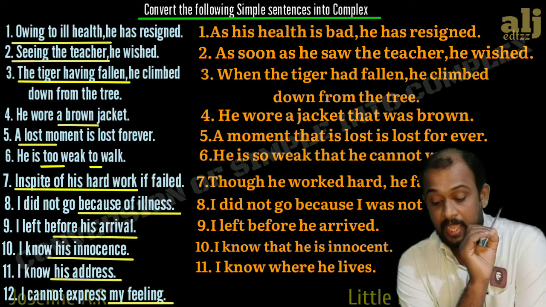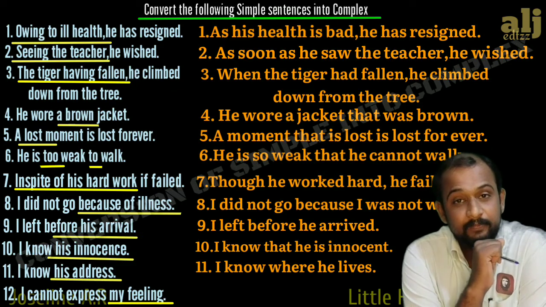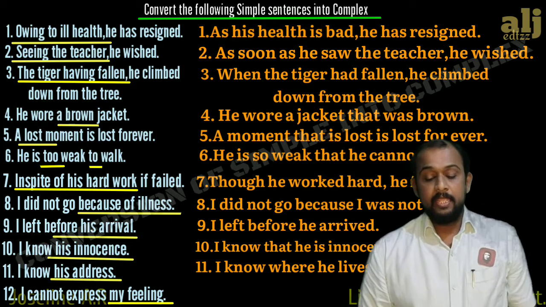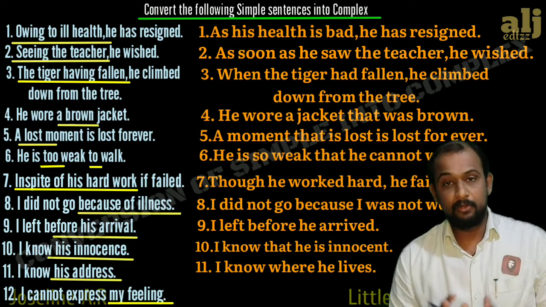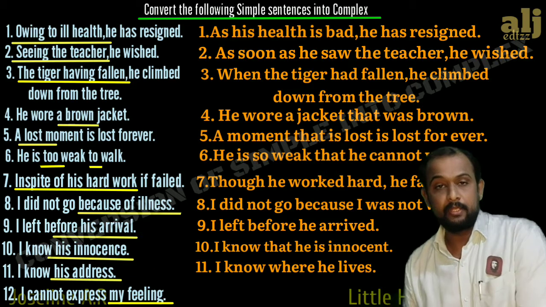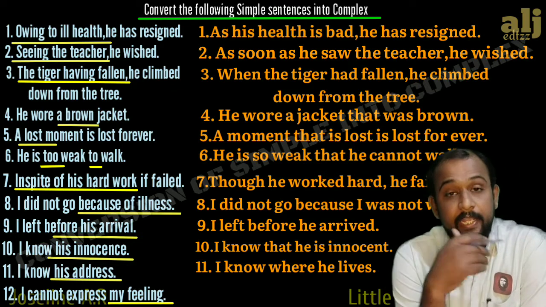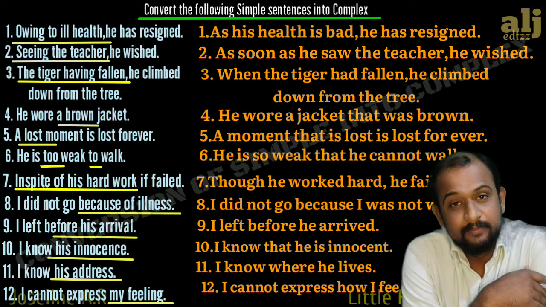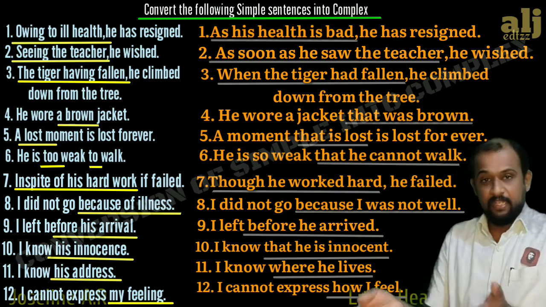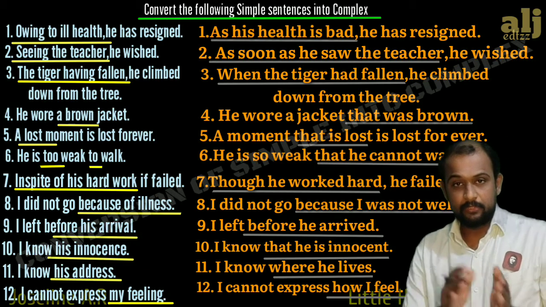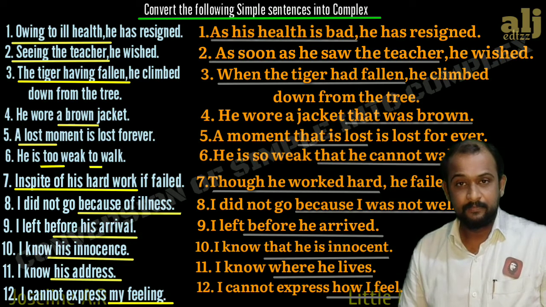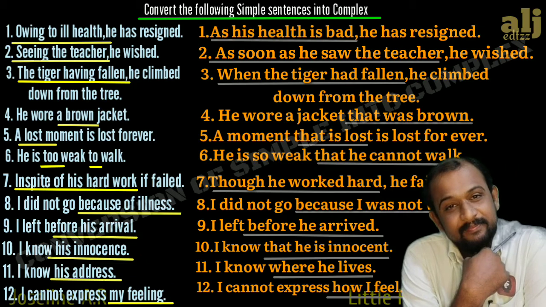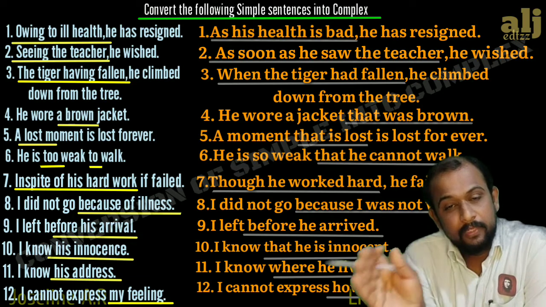See the last one. I cannot express my feeling. See, I cannot express is the main clause here. My feeling must be converted into a clause. I cannot express how I feel. See, how I feel. I feel is a clause, subject verb combination. I feel, you feel, they feel. See, I cannot express how I feel. I cannot express is the main clause. How I feel is a subclause.